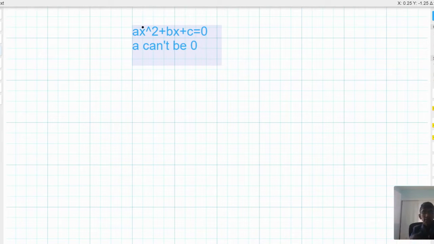A quadratic, or a quadratic equation, mind you, is any equation in the form of ax squared plus bx plus c equals 0. So a cannot be 0. If a is 0, that means it would basically just be a linear equation, bx plus c equals 0. They work like any other equation, however, they can actually have multiple solutions. Unlike, say, linear equations, which can only have one solution, quadratic equations can have up to two.